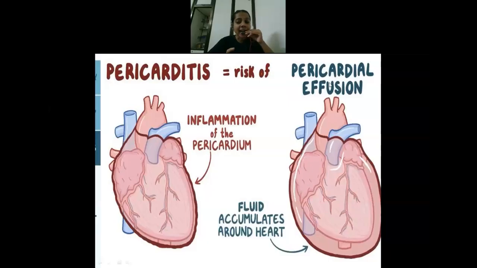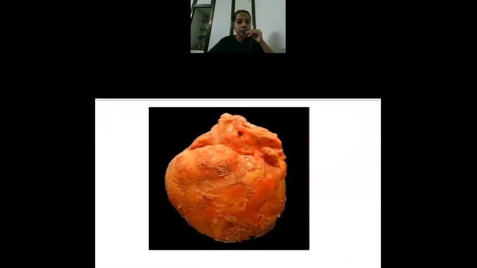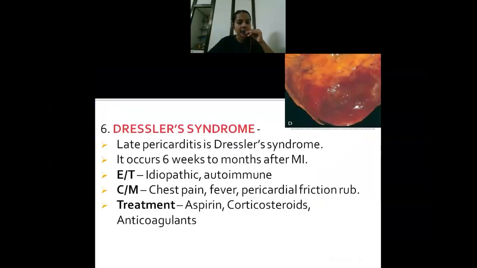Okay. So this is one more important complication that is called Dressler syndrome. Very important. Dressler syndrome means it is late pericarditis. It means after 6 weeks or after months after MI you are developing Dressler syndrome. The main reason for Dressler syndrome is idiopathic. We do not know the exact reason.